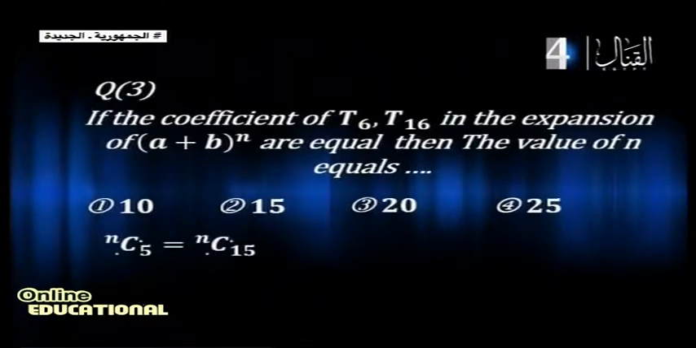Look at nC5 equals nC15. In combinations, we know that if nCx equals nCy, then x plus y equals n, so 5 plus 15 equals n. Therefore, n equals 20.